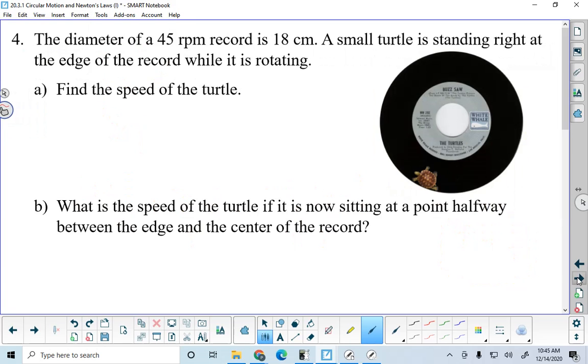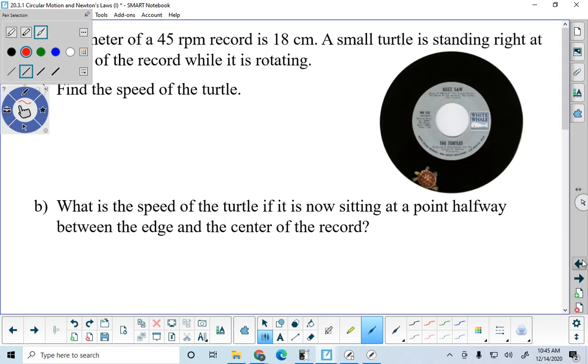Number 4 rather, the diameter of a 45 RPM record. So there were these other records. You had to buy a little special insert that you would clip in here so that it would fit on your turntable. This is a 45 and it moves at 45 RPMs. The diameter is 18 centimeters. A small turtle is standing on the edge of the record while it's rotating. What's the speed of the turtle? Well, it's 2 pi r over T.